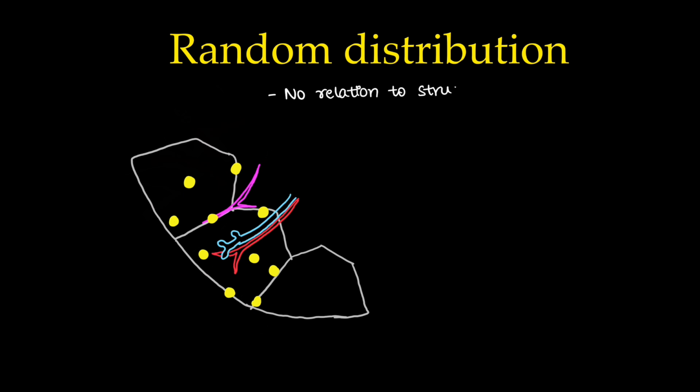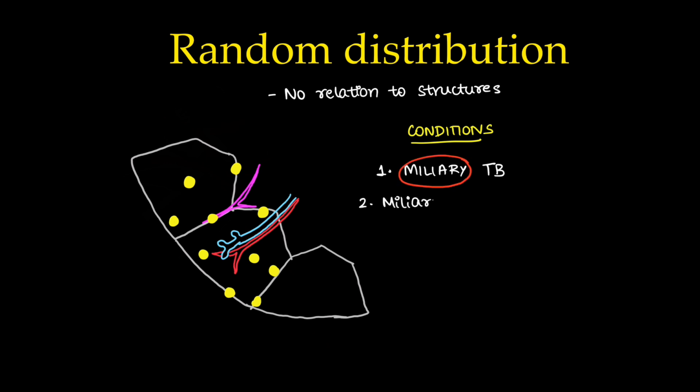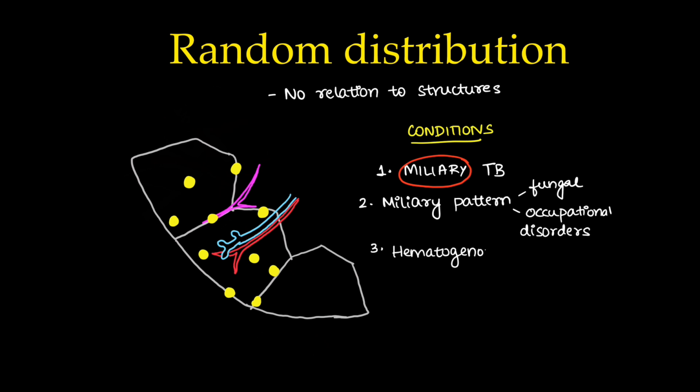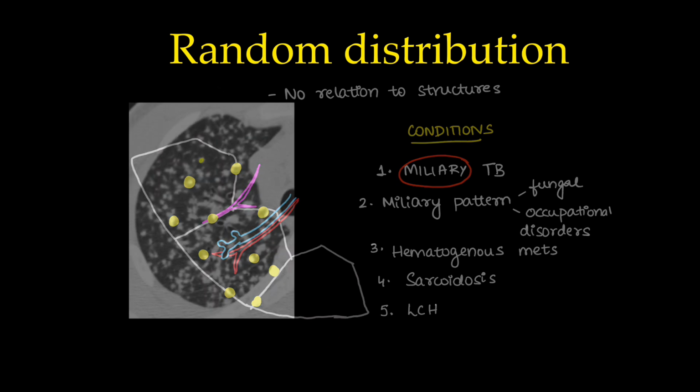There will be no relation to any structures of the secondary pulmonary lobule. The conditions showing random distribution are miliary TB. Always remember, the word miliary means random distribution. Any disease showing a miliary pattern, like fungal diseases and occupational disorders, will show random distribution. Third is hematogenous metastasis. Sarcoidosis may show random nodules, and LCH.